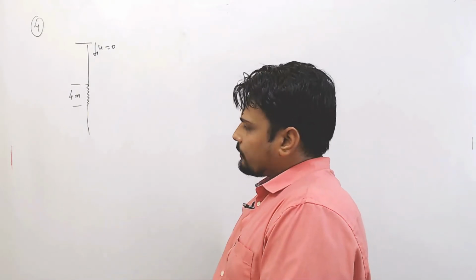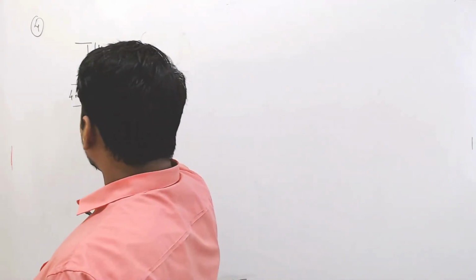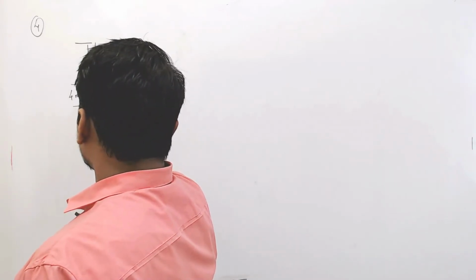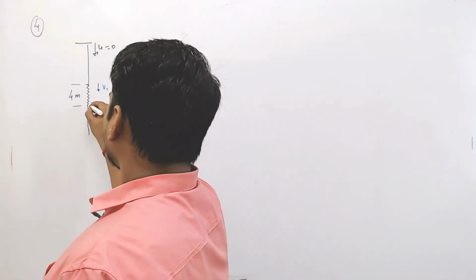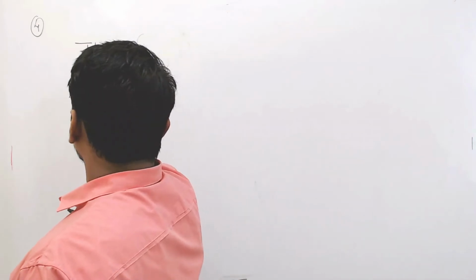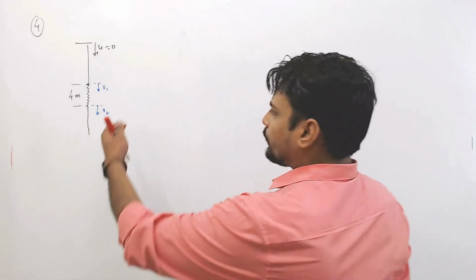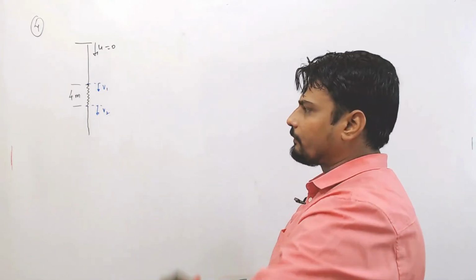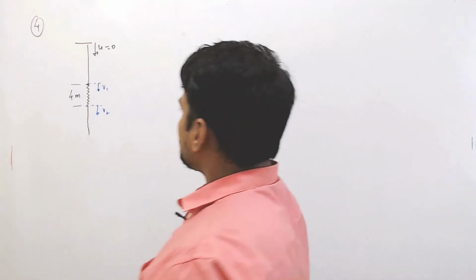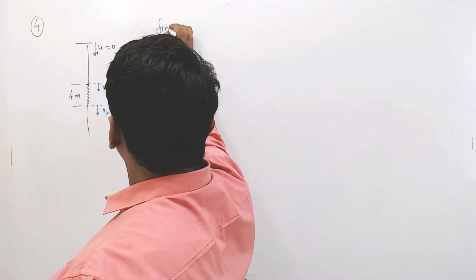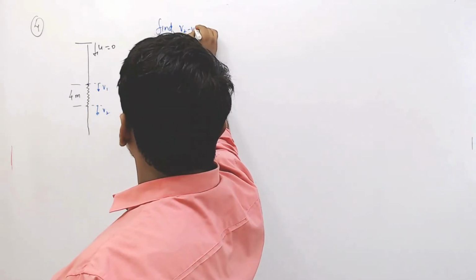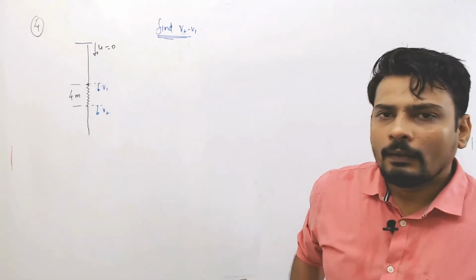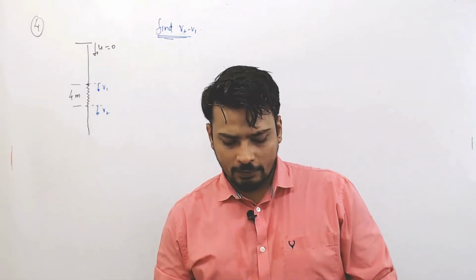When this object was crossing the upper part of the window, it had a velocity of, let's suppose, v1, and when it was crossing the lower part of the window, it had a velocity of v2. Of course, v2 is going to be more than v1, because the moment you go down, your velocity would increase. Now my question to you is, find v2 minus v1.